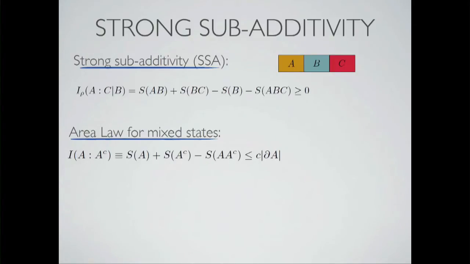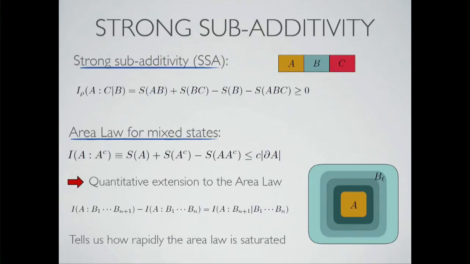So one of the basic conjectures of many-body systems is that the entanglement scales as the area of a region rather than as the volume. In terms of mixed states, the natural formulation of the area law conjecture is that the mutual information between a region A and its complement is upper bounded by a constant times the area around the region.